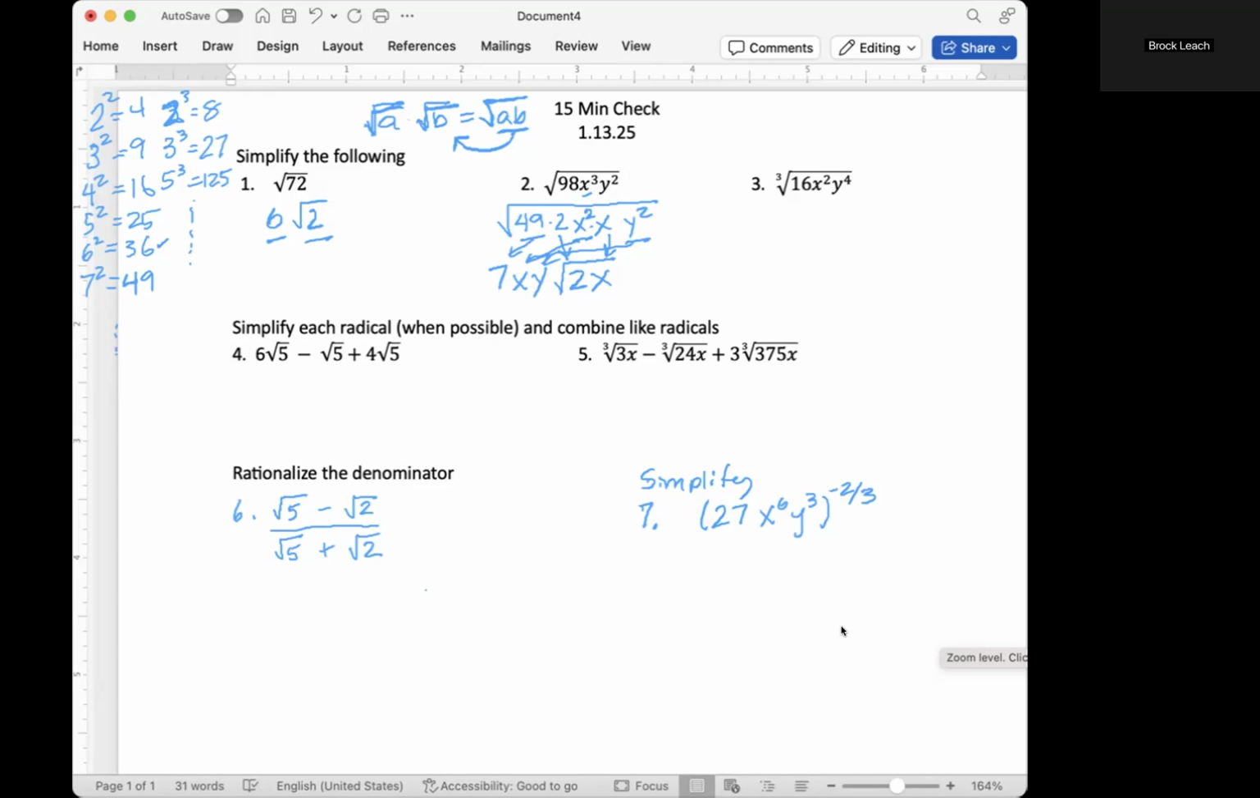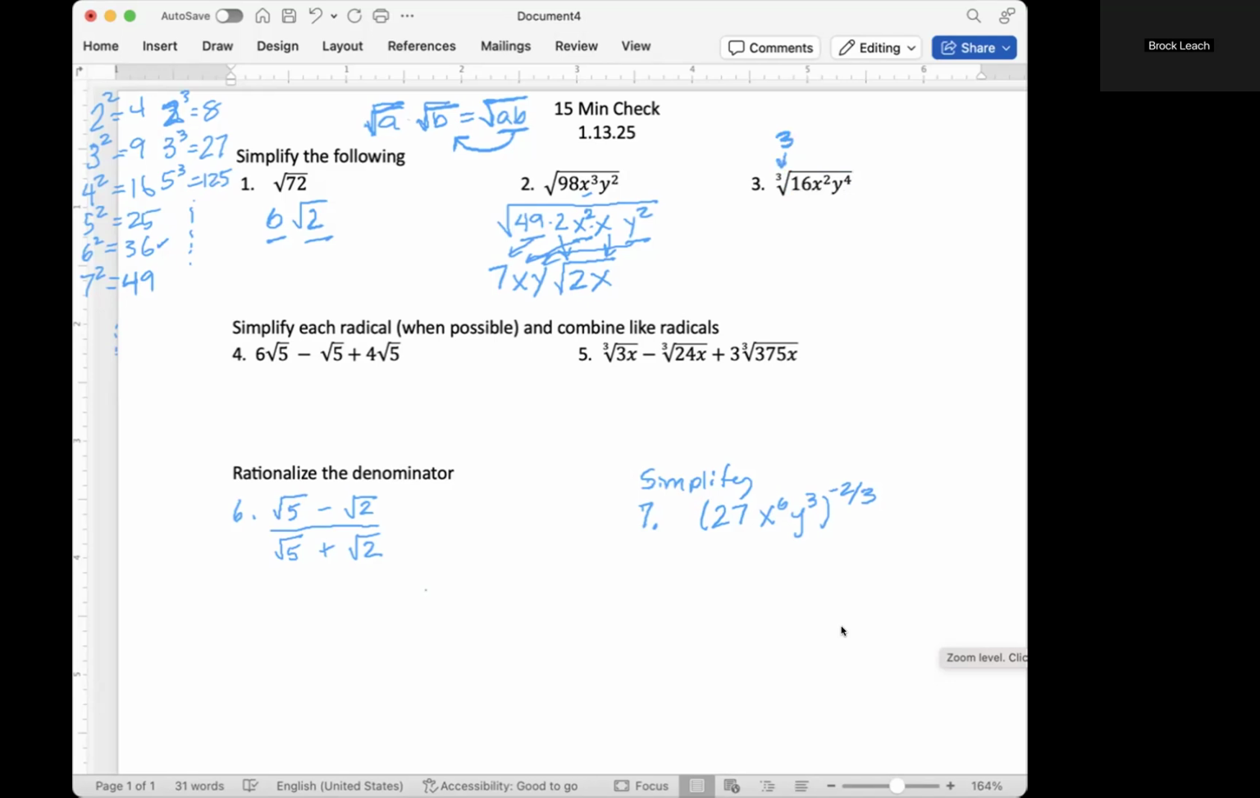Questions so far? So whatever the index is, which is the little guy here, this is an index of 3, that tells you you're looking for groups of 3 in order to come out.